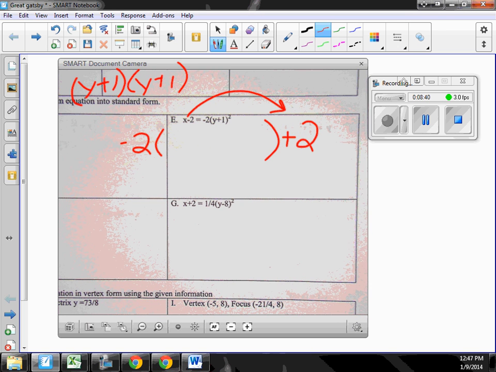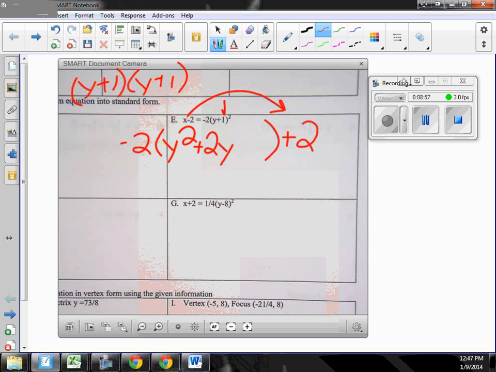What's the first term going to be? Y squared. What's the middle term going to be? It's going to be 1 times y plus 1 times y, which is y plus y, which is 2y. The reason it's 2y is because it's double that times that. So 1 times y and then double it. What is the last term going to be? 1 times 1. So this is plus 1.